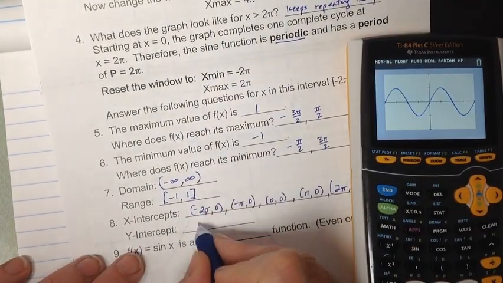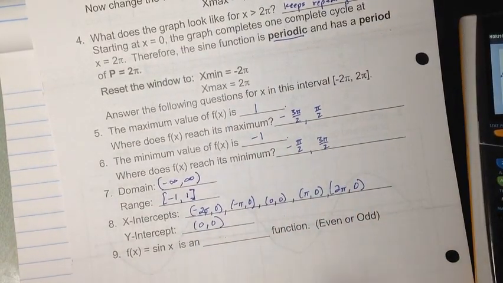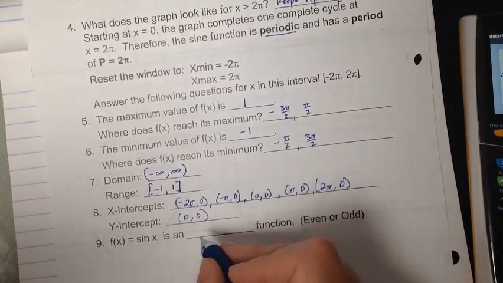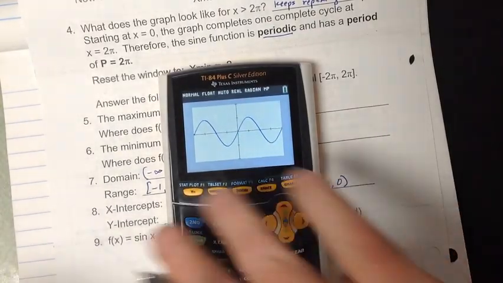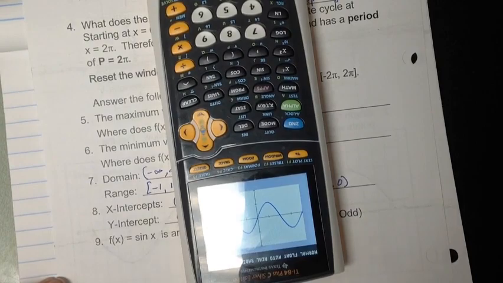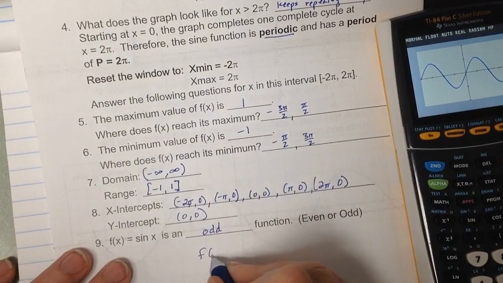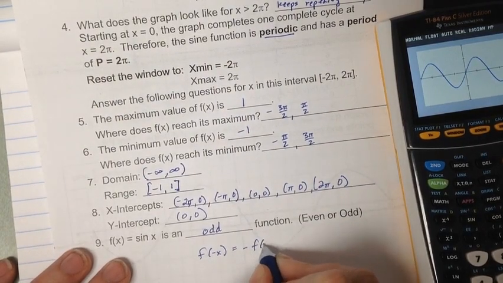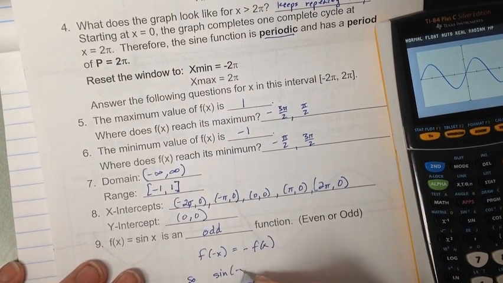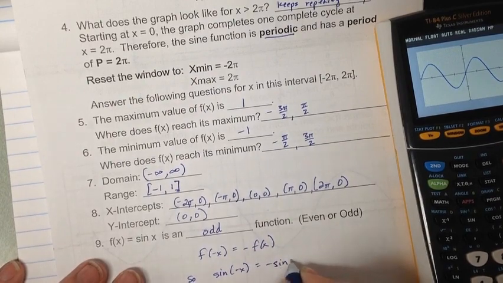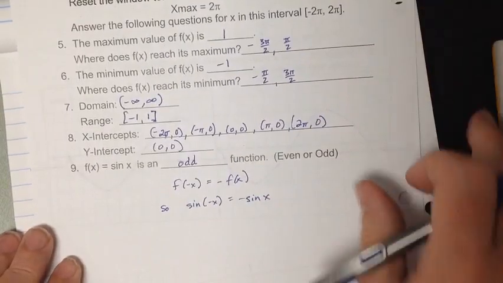The y-intercept happens at 0, 0. It's where it crosses the y-axis. This means that f of x equals sine x is an odd function. It has origin symmetry. You can turn this graph upside down. It looks exactly the same. Okay? What this means literally is that f of negative x equals the negative of f of x. So that also tells us that sine of negative x is the opposite of the sine of x. And that'll come up later.